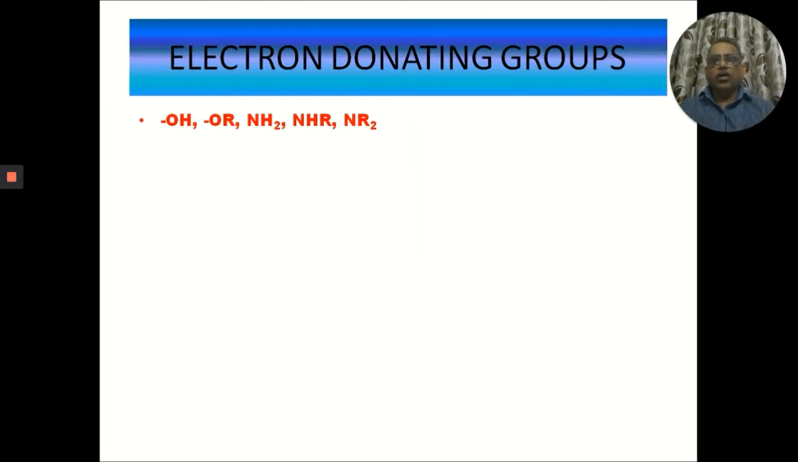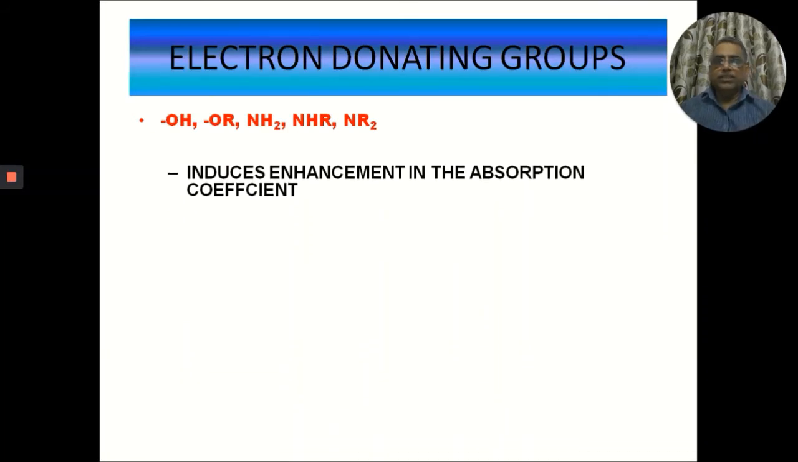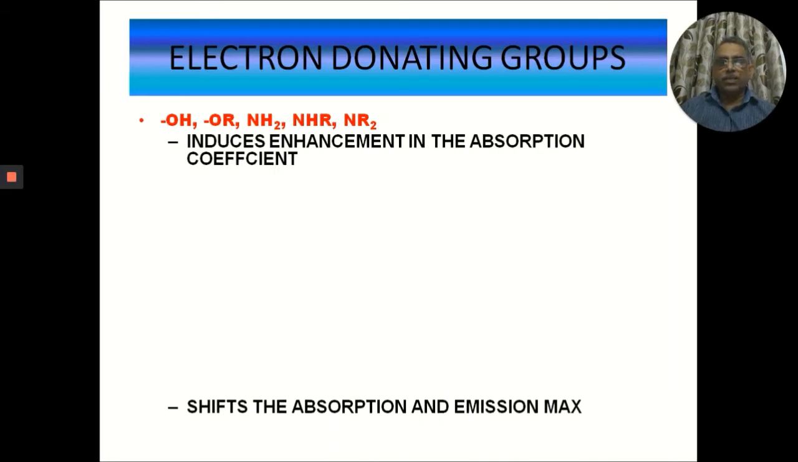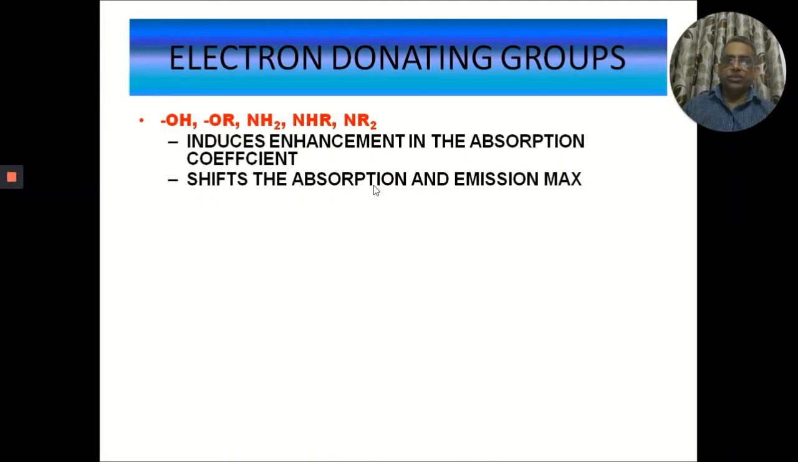Now if you are substituting electron donors in these molecules, electron donors like an OH group, OR group, NH2 group, or substituted amine groups, you can see what the influence is. What these groups induce is an enhancement in the absorption coefficient. That means they introduce additional electron density that makes the absorption intensity increase. And you can also see there is a shift in the absorption and emission maxima. So this donation shifts the absorption and emission maximum.